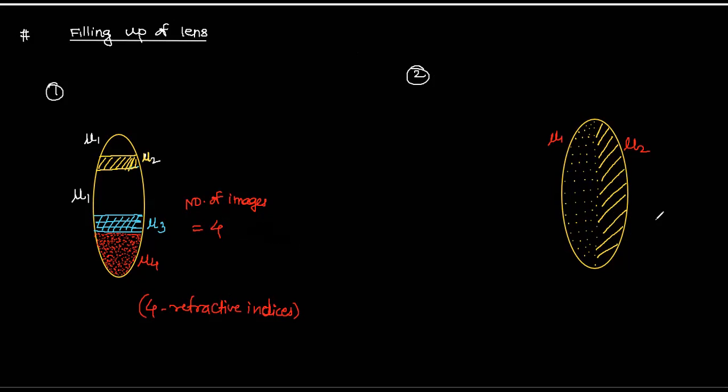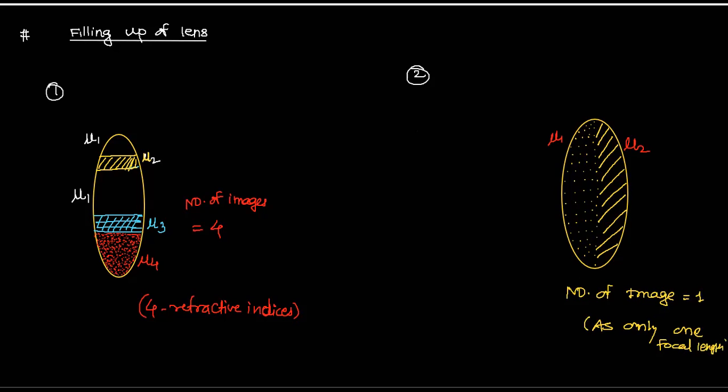In this case, you see now, although you have filled 2 materials, how many images will be here on this side? There will be only 1 image. Number of images is equal to 1. Why? Because there is only one focal length.